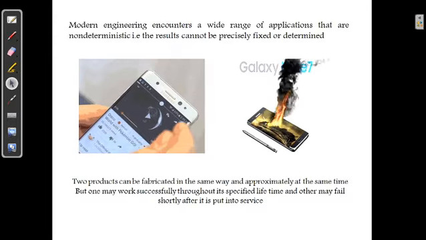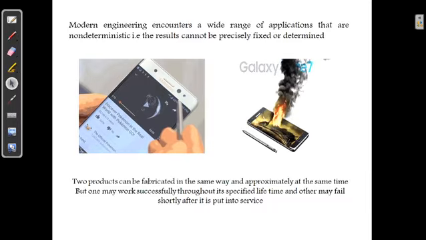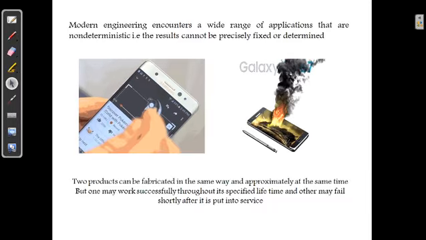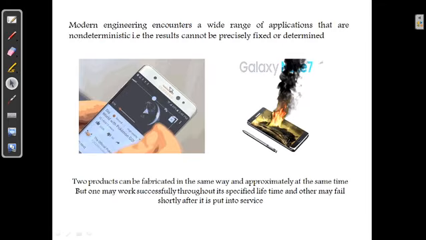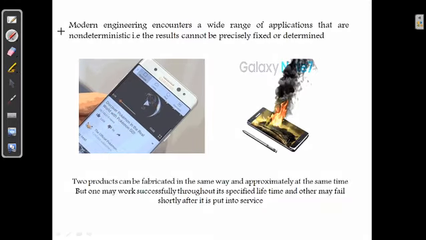For example, here you can view two mobiles, right? Let us consider both the mobiles at the same time and using the same technique, but one of the mobiles may work perfectly throughout the entire lifetime for which it was designed, whereas the other mobile may fail whenever it is put into application. We just need to find out the probability of the working of that particular mobile. Again here the output is non-deterministic.